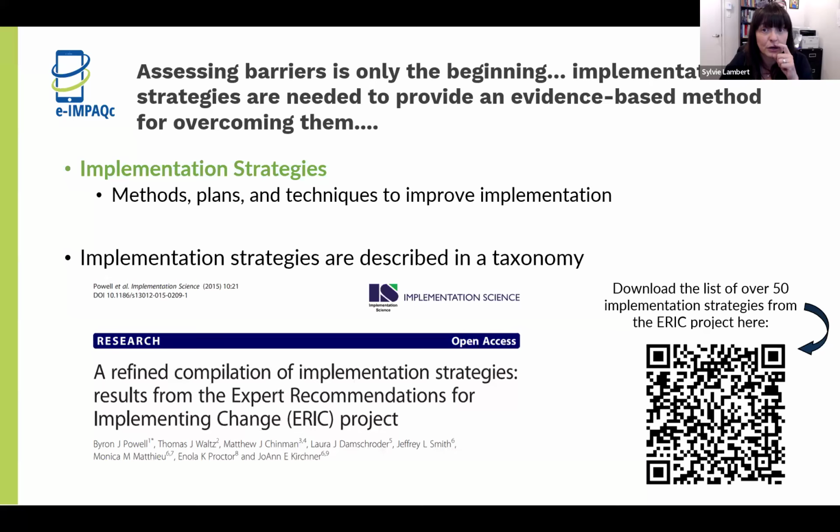I have a QR code here. After that, you can have the presentation. But if you click on the QR code, it'll describe about 50 implementation strategies.